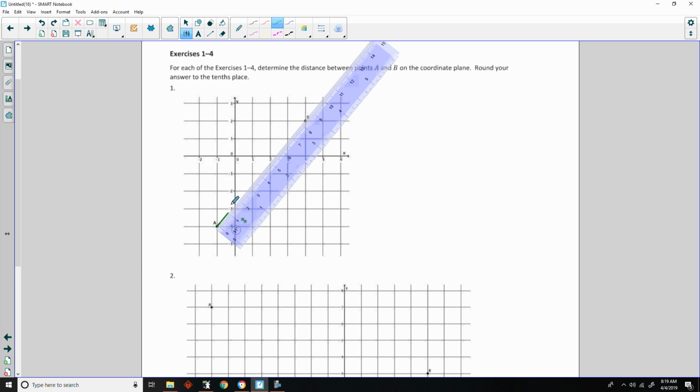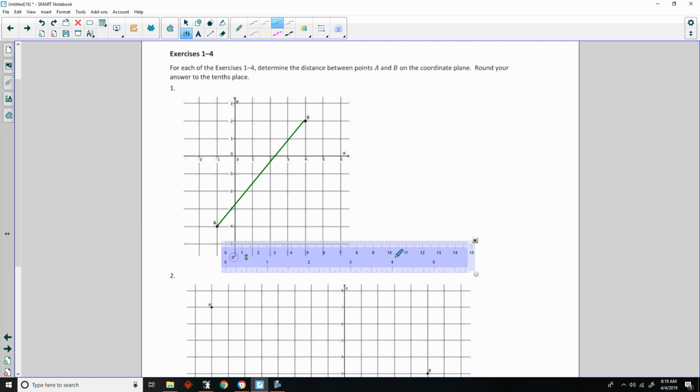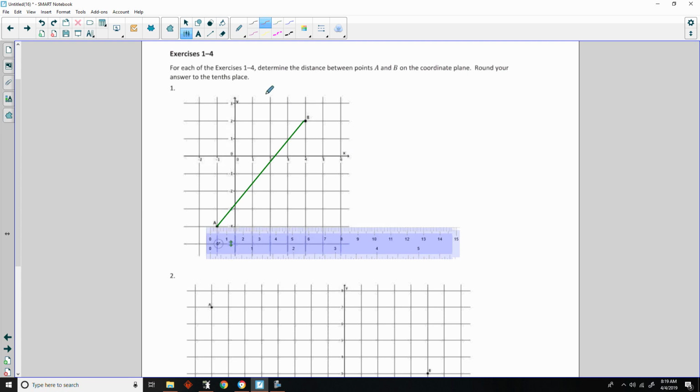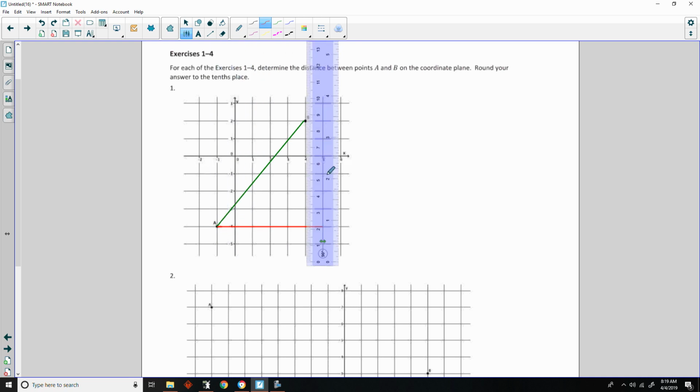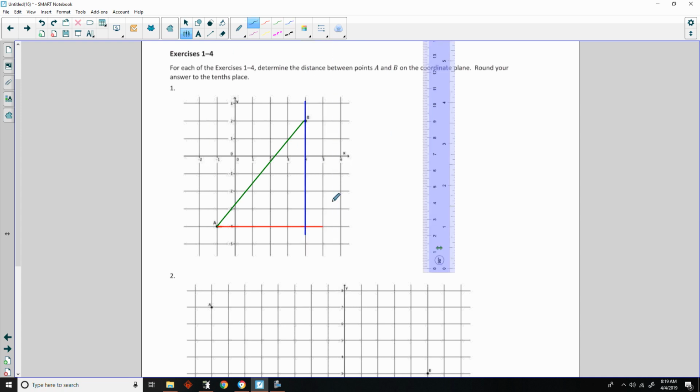I'm going to draw the segment we're trying to find the length of. I'm going to draw a segment going this way, a vertical segment on x equals 4, and that's going to create a right triangle. This is a distance of 1, 2, 3, 4, 5. This is a distance of 1, 2, 3, 4, 5, 6. And this is my C.